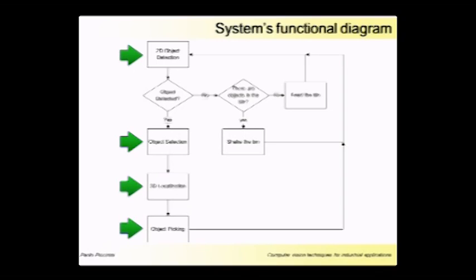If one or more objects are detected, the system goes to the object selection phase, where only one object is selected to be picked up. Finally, in three-dimensional localization, exploiting a couple of stereo images, the 3D coordinates of the object are computed. Finally, these coordinates are sent to the robot that picks up the object. In this presentation, I discuss only the first three blocks because the object picking was not my responsibility.